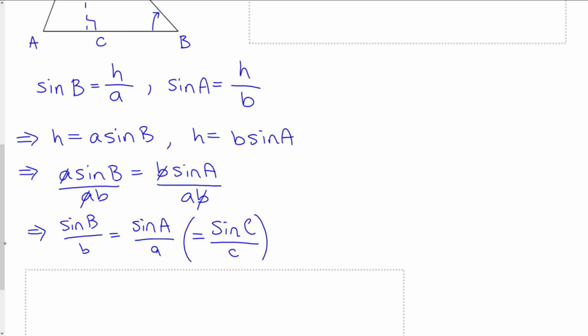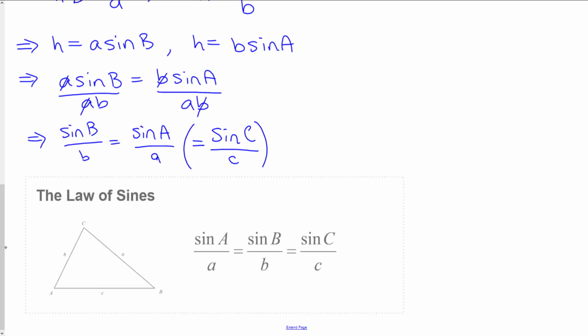So if you take the sine of an angle measure and divide it by its corresponding side length, then that's equal to the sine of any other angle measure divided by the corresponding side length. And that's what's known as the law of sines. So let me show you the formal definition. The law of sines is that the sine of any angle divided by the corresponding side to that angle is equal to the sine of any other angle in the triangle divided by its side.